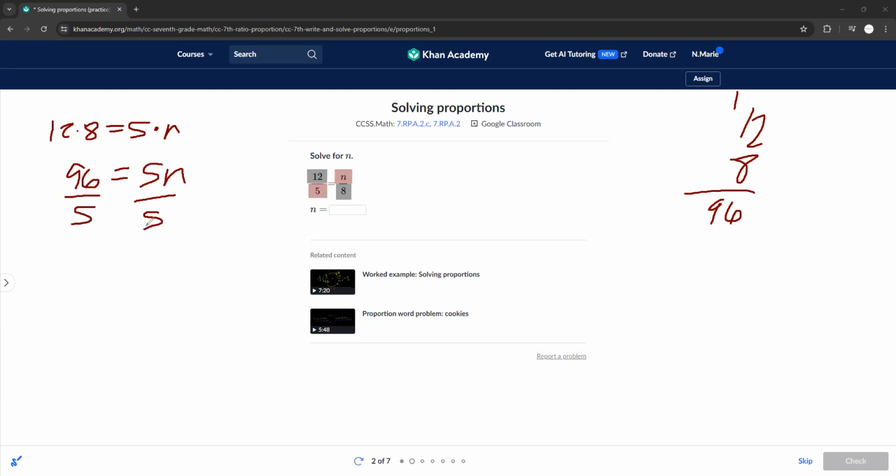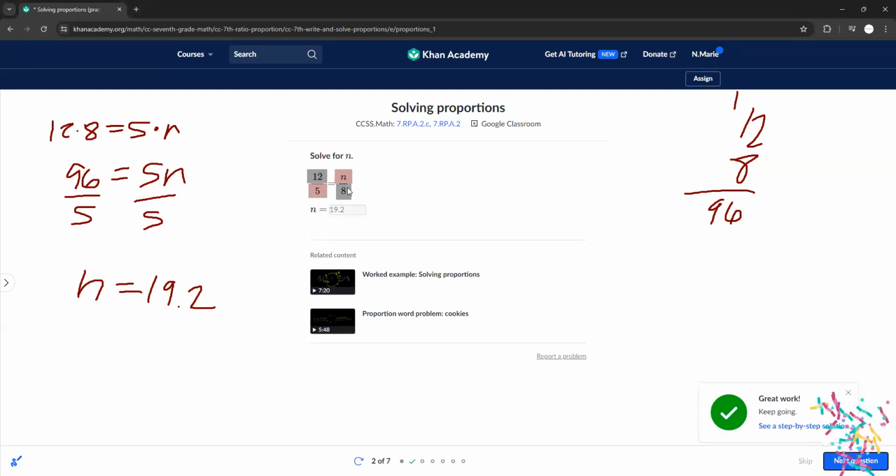Feel free to use a calculator. 12 times 8 is 96. Divide both sides by 5 because we're solving for n. And we get n is 19.2. So yes, when solving proportions, these are equivalent. You can plug in to check. You can get decimals and fractions and whole numbers.